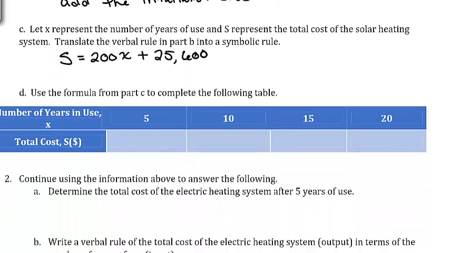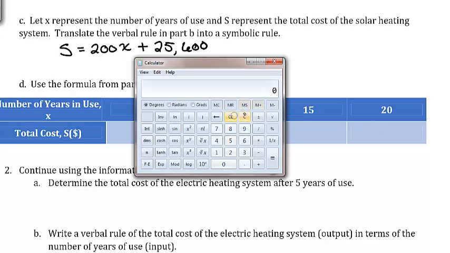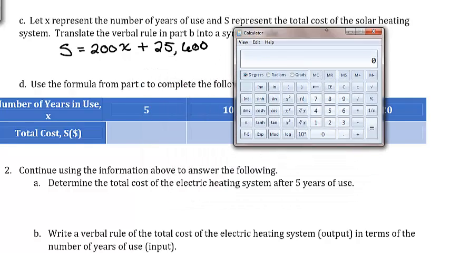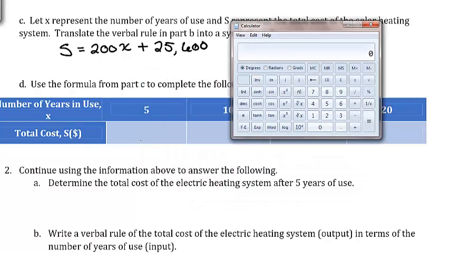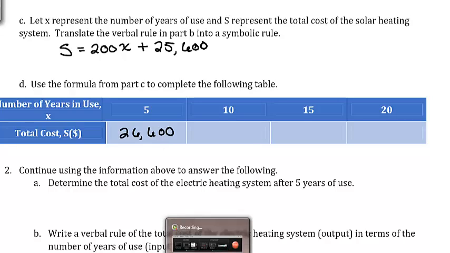Okay, so there's our symbolic rule. Now we want to use this formula to complete the table. And so on the top we have the number of years here, and we want to fill in the total costs. And so we're going to do these on our calculators. And so first, for 5 years, which we already did, that was the $26,600.